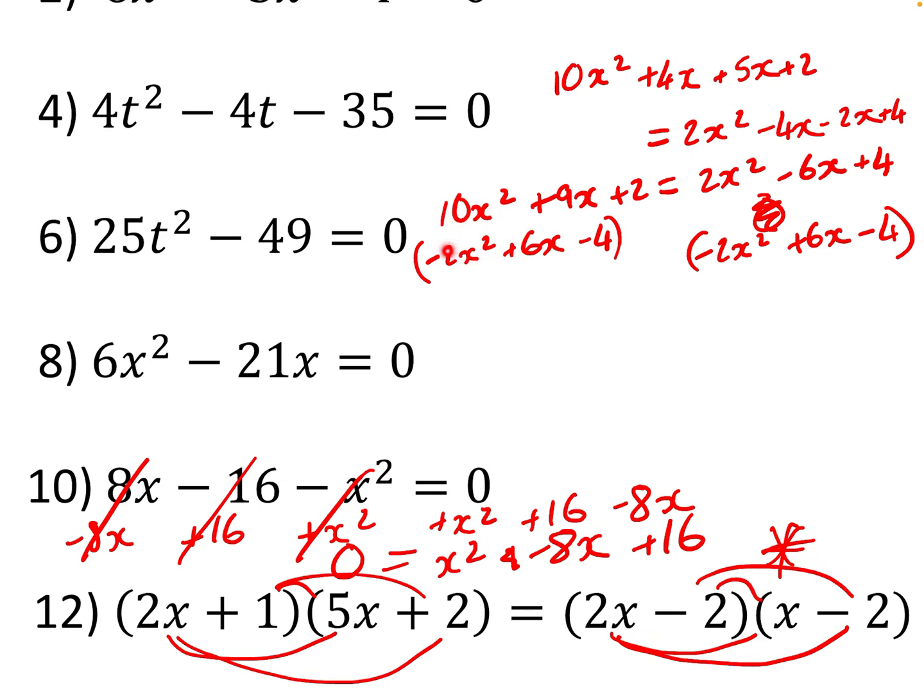10x squared minus 2x squared will give me 8x squared. 9x plus 6x is going to give me 15x. And 2 minus 4 will give me negative 2, and that now equals 0. Now you have a quadratic equation that is in the correct format. It equals 0, and you can now use the AC method.